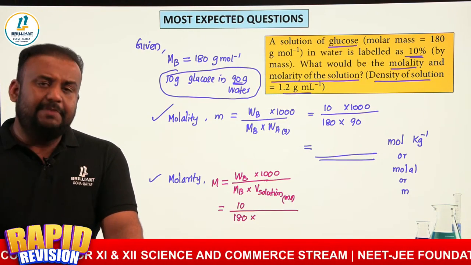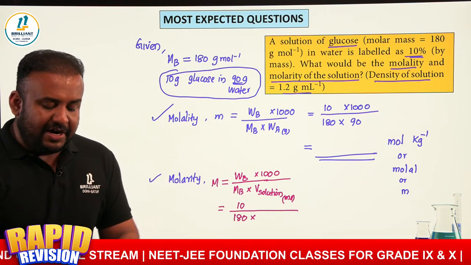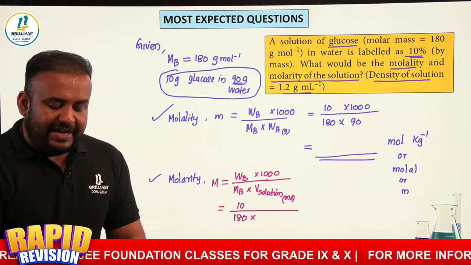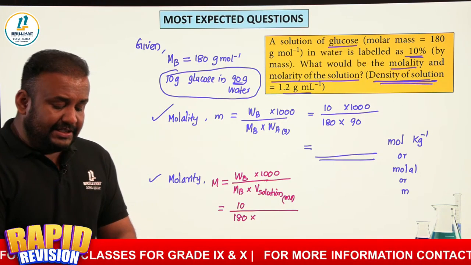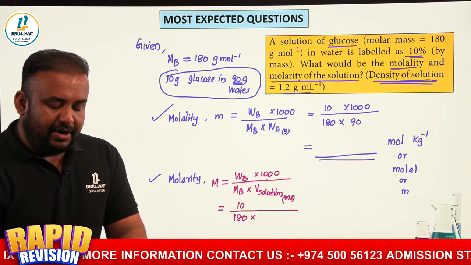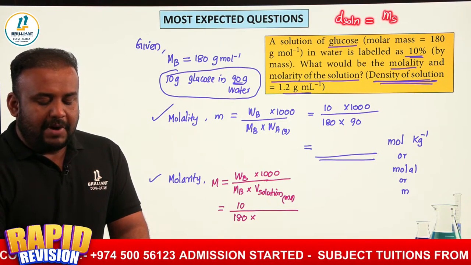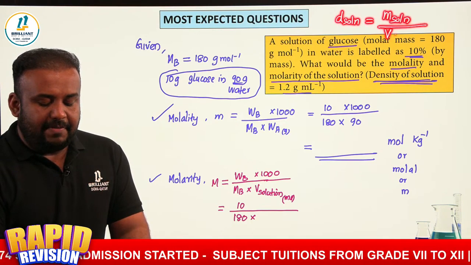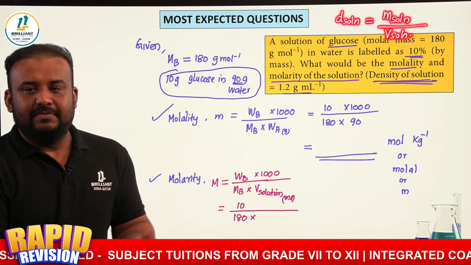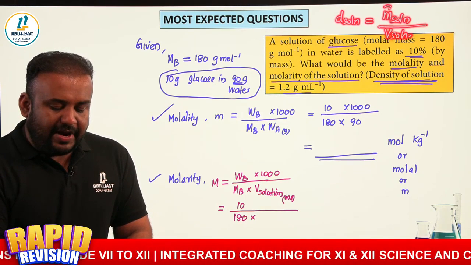180. Now there is a problem. We don't know the volume of the solution. Solution's volume is not given. But that's fine. You have density given. Correct? Density is given. Tell me, what is the expression for density of a solution? Density of a solution is equal to mass of the solution divided by volume of the solution. Easy. So, from that, you can find volume.